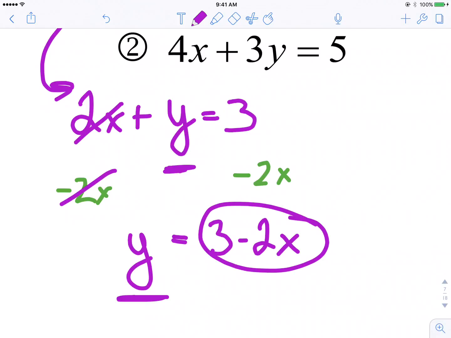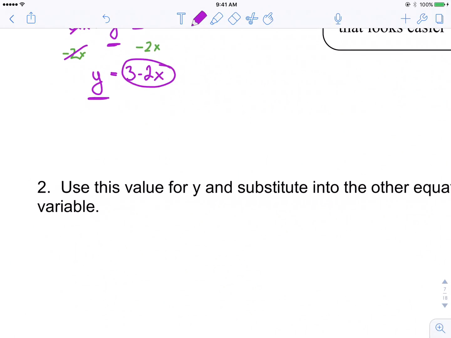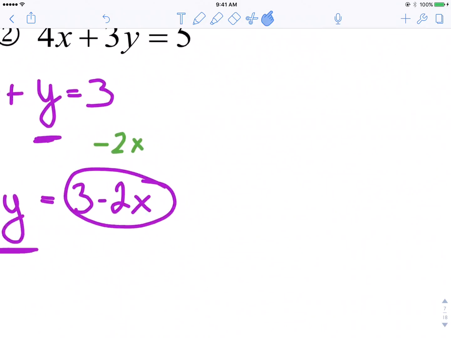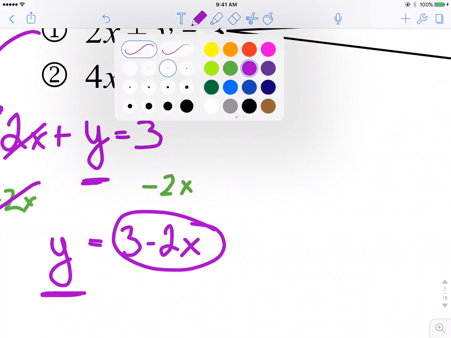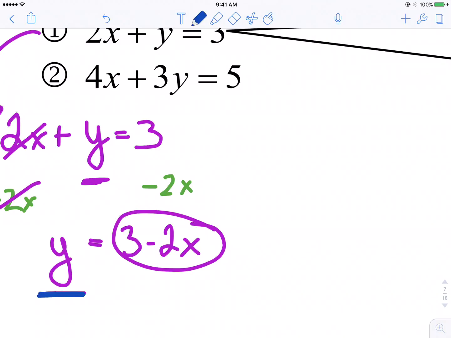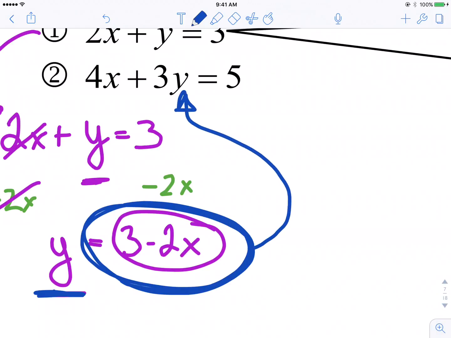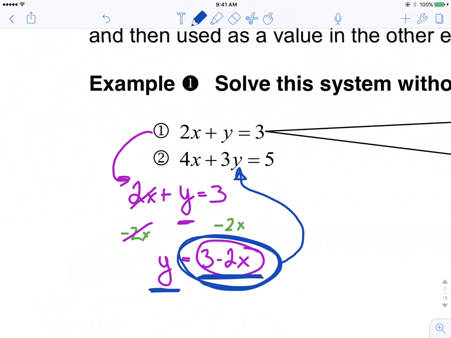Then our second step, it says down below, use this value for y and substitute into the other equation, and then you'll end up with an equation in one variable. So essentially we're going to take what we have solved for y. We know that y is equal to this, so I can put it in here for y. Just like we would say, if y is equal to 0, I can substitute that in and find x. That's exactly what we're doing, except in this case, y is equal to a small expression.